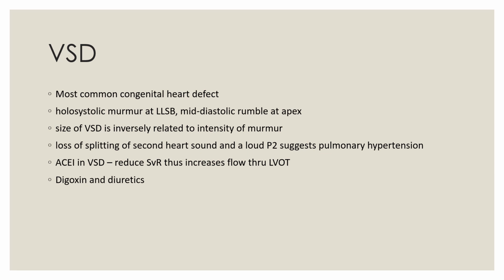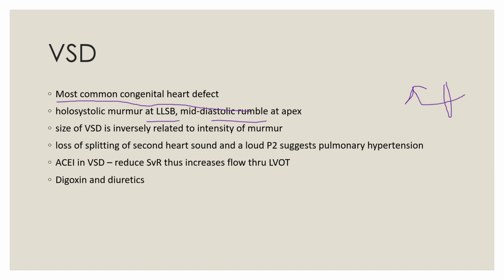Now, VSD is the most common congenital heart defect. Most common among ASD is the secundum type of ASD. There can be a holosystolic murmur at the left lower sternal border and a mid-diastolic rumble at the apex. The mid-diastolic rumble is mainly because there is a VSD, a connection between the ventricles, so the blood is flowing and hitting the valve. Maybe that is why we are having a mid-diastolic rumble.